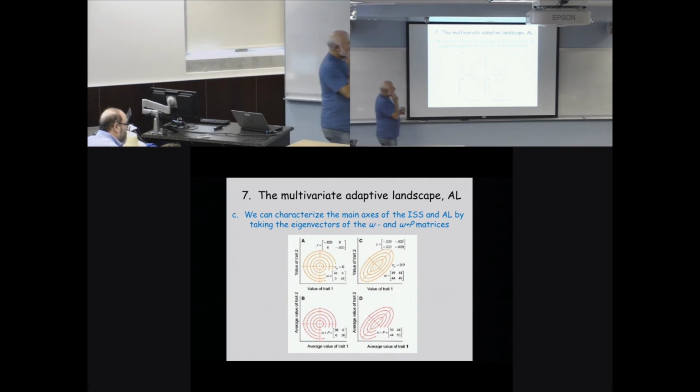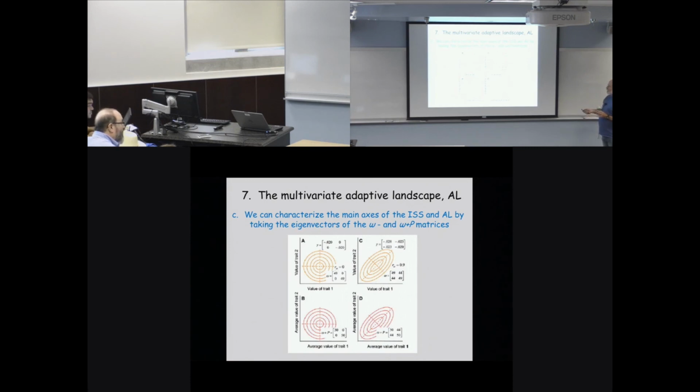Okay, so Adam actually did this quickly. One of the things we can do is characterize the ISS and the adaptive landscape by taking eigenvectors or principal components of the omega or omega plus P matrices. Those are the matrices describing the shape of the surface. So we can represent the whole surface by that set of axes and by the eigenvalues along those axes, which are analogous to variances or variance-like width parameters. We'll do this in our exercise this afternoon.